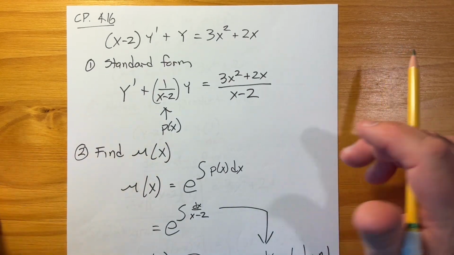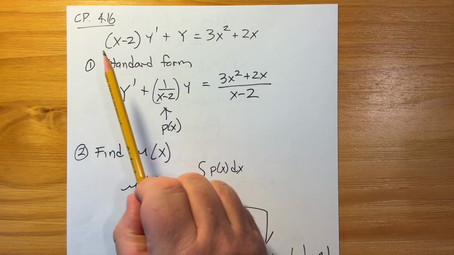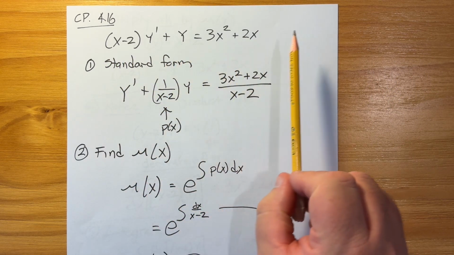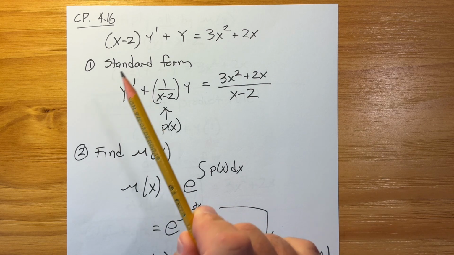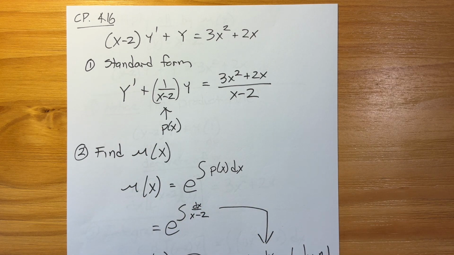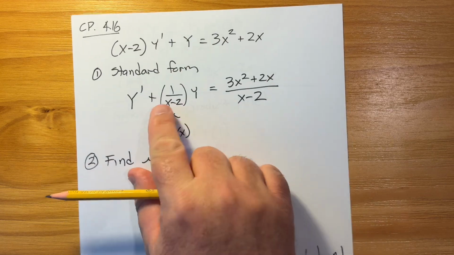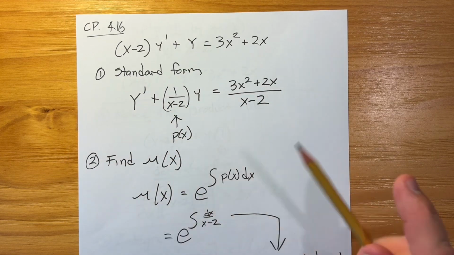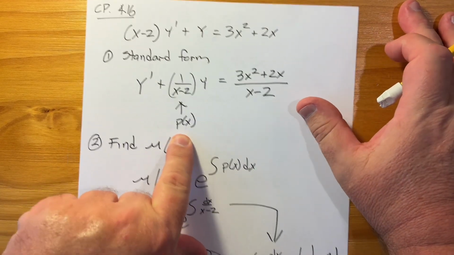In this case, we're actually going to solve it. So here is our equation we're given. We don't have an initial condition, so we don't have to do that step. Step 1 is put it in standard form. So whatever's attached to this y prime, divide by that. So here we go. I did it. That lets you identify the p of x, which is right here.